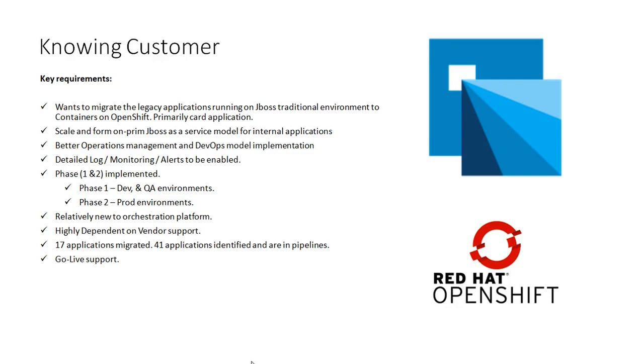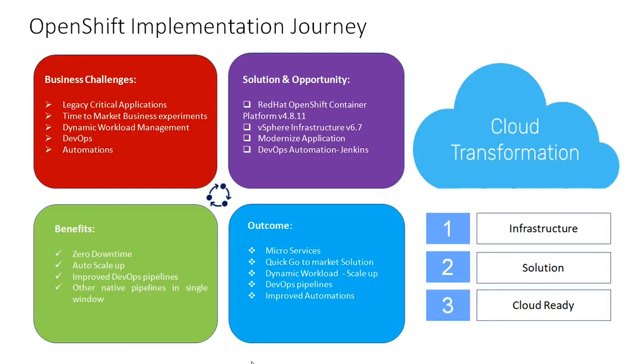Moving next. We present this case study in 4 different categories for you to understand easily, covering both the business opportunity and technical solution perspectives. Category 1. Business challenges. The top business challenge we received from the customer was having legacy vendor-based applications with a traditional JBoss middleware environment.